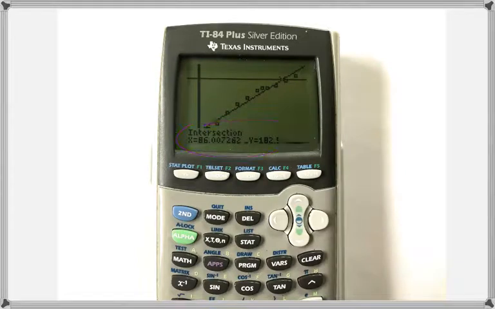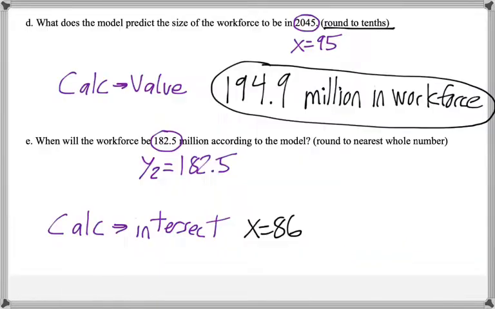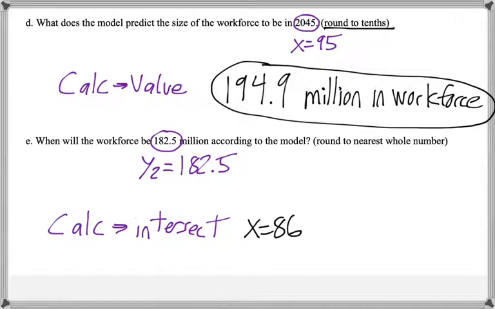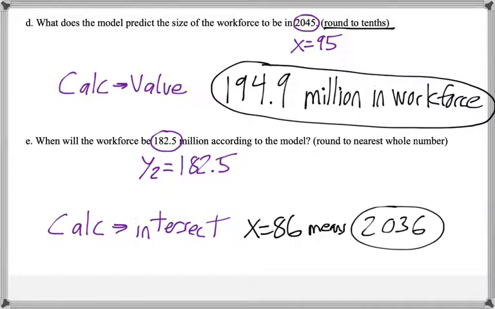So the x value that I'm looking for is 86. So x is equal to 86, but I still need to translate this into the context of the problem. So x is the number of years after 1950. So x is equal to 86 means 2036. So the year 2036.